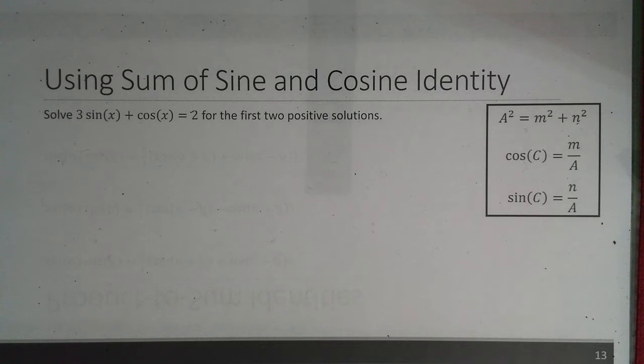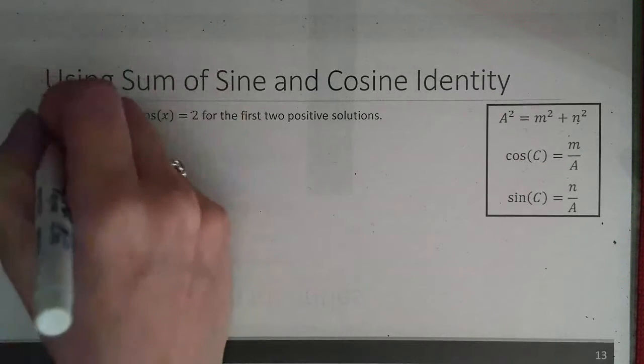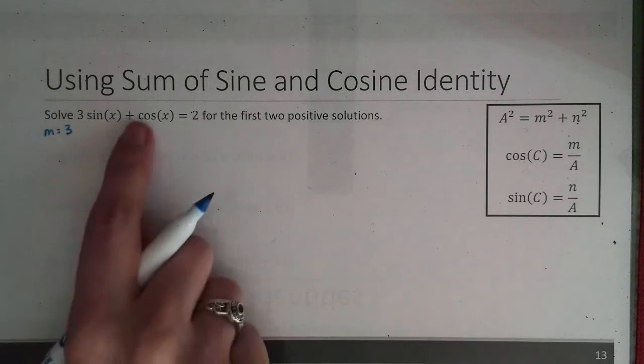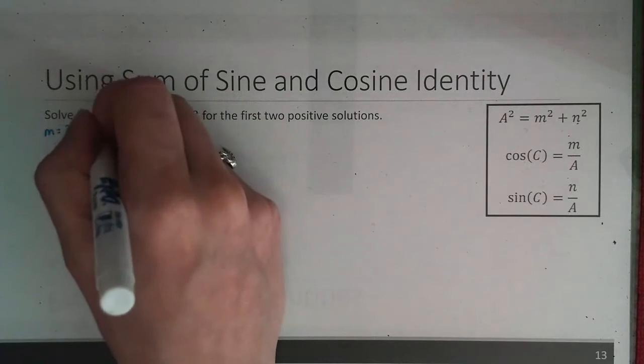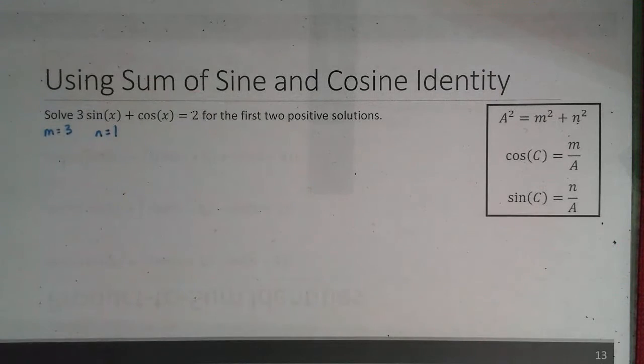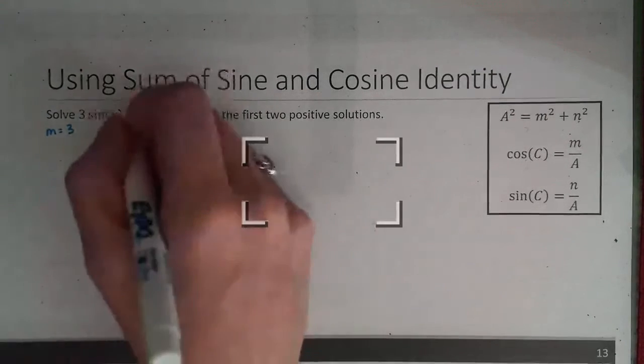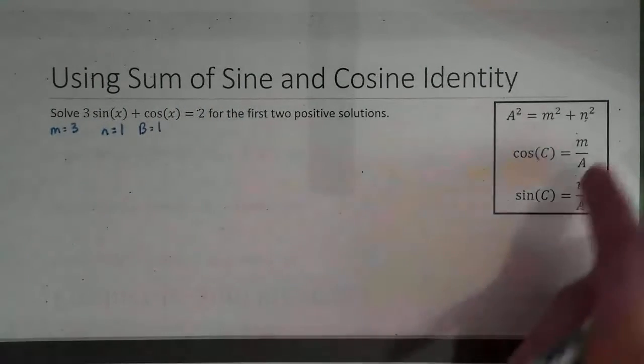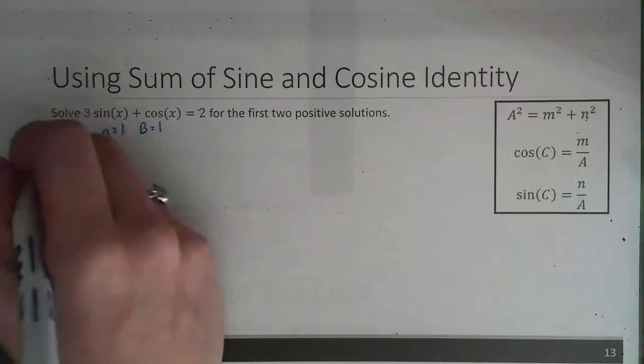Let's identify each little piece. So m is the coefficient on sine, which is 3. N is the coefficient on cosine, which is 1. B is the coefficient on x, which is also 1. Now we're going to use these formulas.